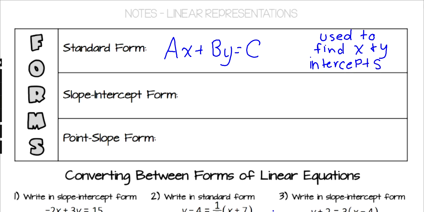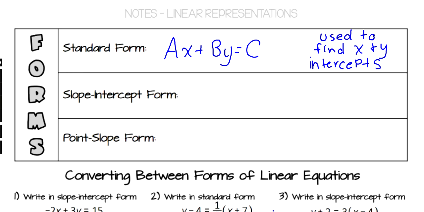The variables being together on the same side of the equation allows us to quickly and easily find the x and y intercepts when needed, because we know when we're finding an x-intercept, the y value is 0, so that y term would drop out. And if I'm finding the y-intercept, the x would be 0, so that x term would drop out, and it makes it relatively easy to find the x and y intercepts. So standard form is the one form where x and y are together on the same side of the equation, makes it easy to find the x and y intercepts.